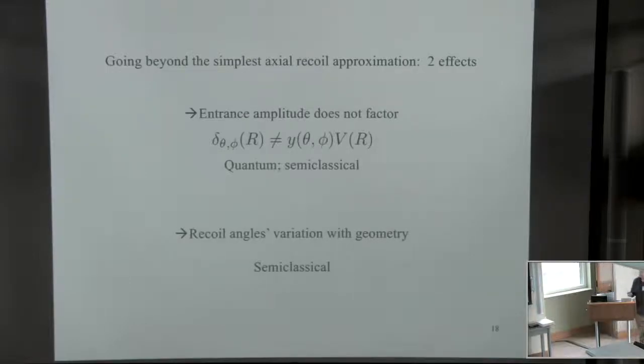Okay, so now to go beyond the simplest axial recoil approximation, we want to take account of two possible effects. One is that the entrance amplitude does not in fact factor well as a product of an angular function and a function of the coordinates. I'll show that, taking account of this in semi-classical means. And also, we can have a recoil angle that does in fact vary with geometry, whereas the recoil angle is not constant, if you like, over the Franck-Condon region.